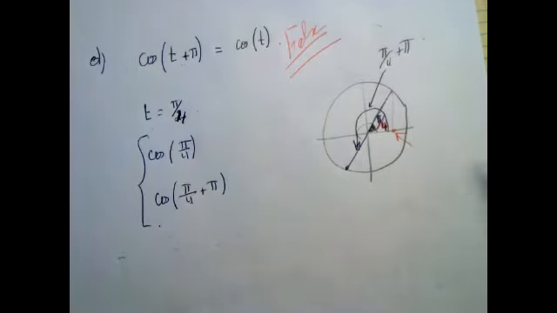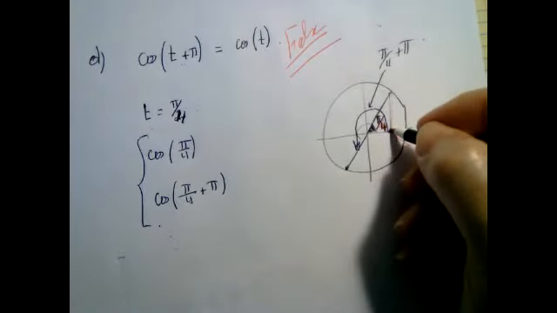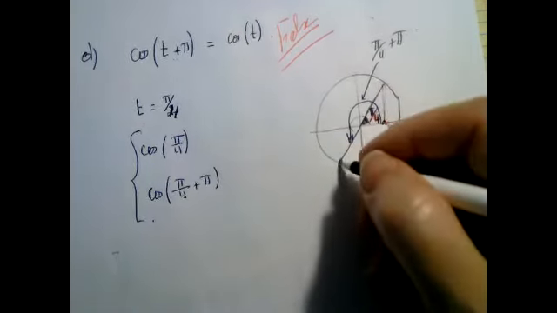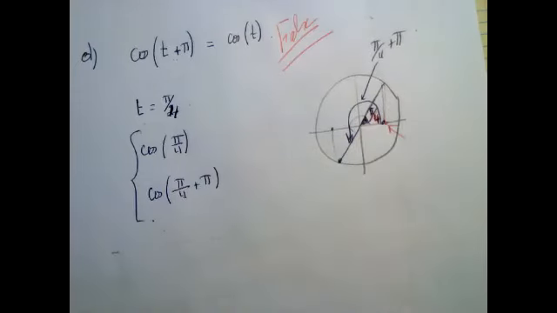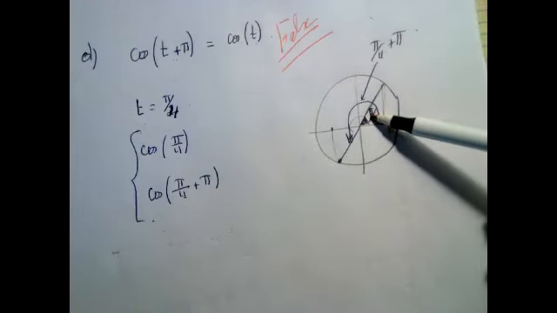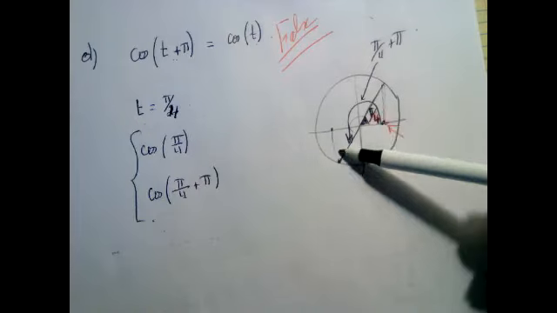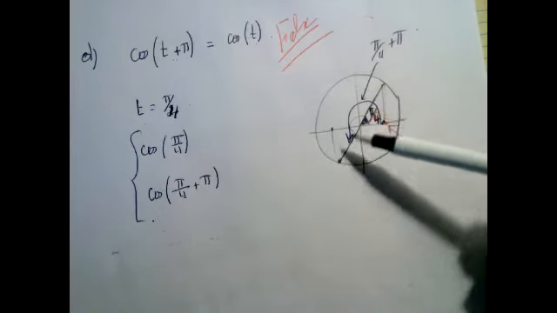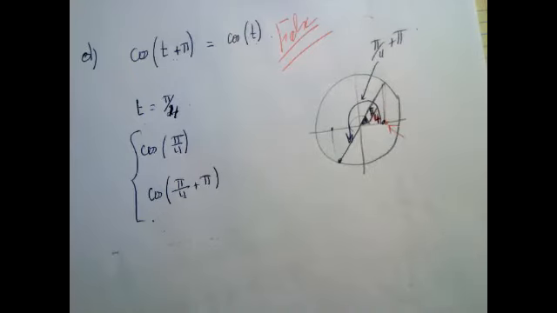Immediately, the cosine of pi over 4 is positive. The cosine of that is absolutely negative. Then they are absolutely not equal to each other. Even the unit circle tells you if t is in the first quadrant, its cosine is positive. T plus pi is going to be in the third quadrant, its cosine is going to be negative. They are absolutely not equal to one another.